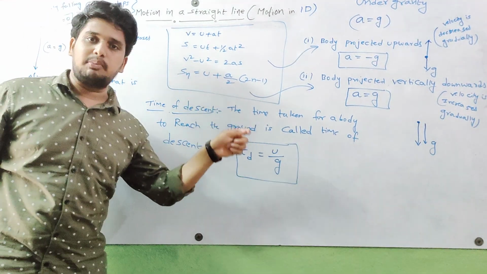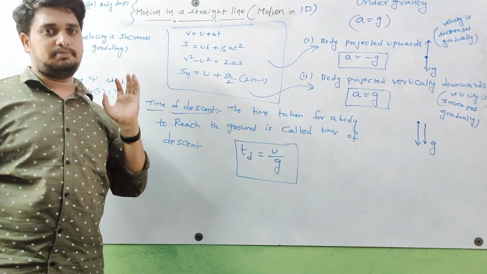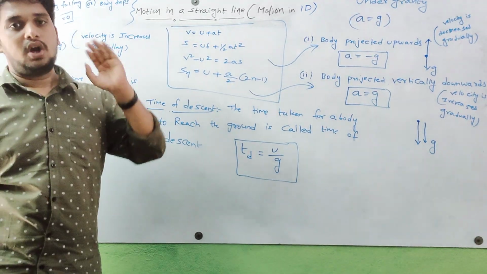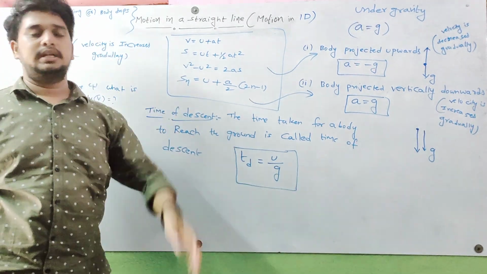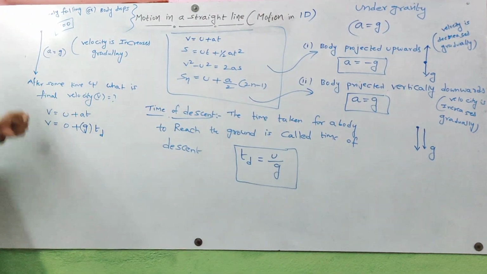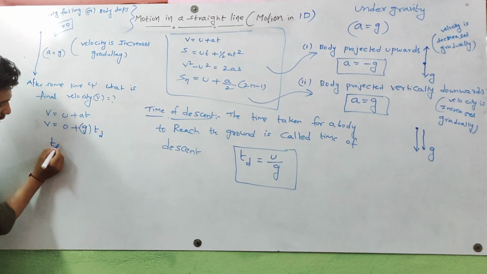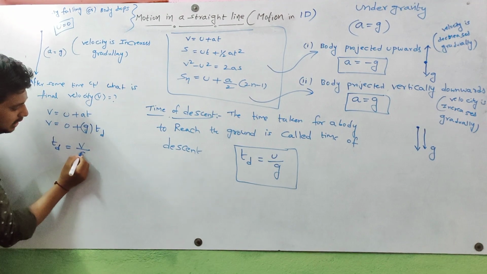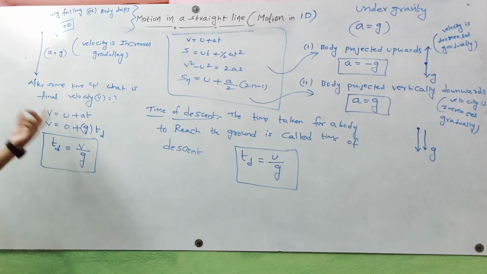Time taken for a body to reach the ground is called time of descent. Time taken for a body to reach maximum height is called time of ascent. This is the difference between time of ascent and time of descent. Here the body is projected downwards, that's why we consider T as time of descent. So time of descent is equal to what we got, V by G. This is one formula we got from this.